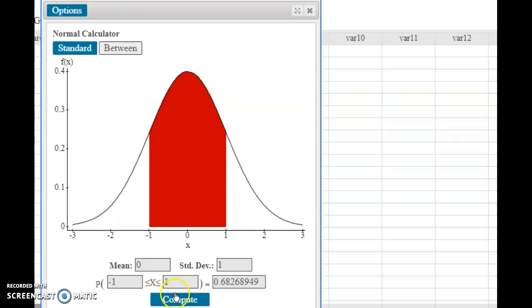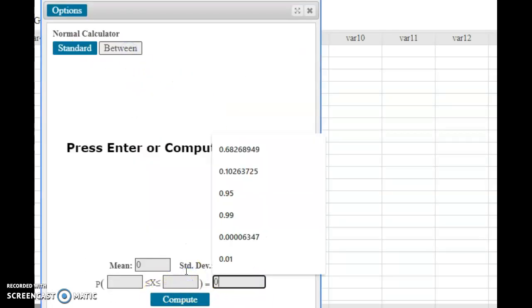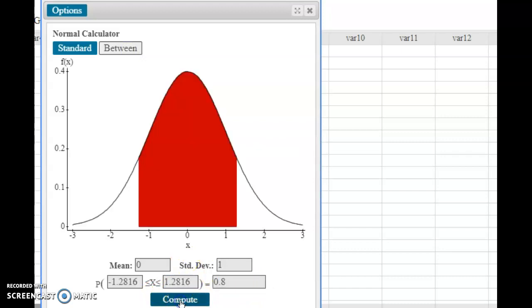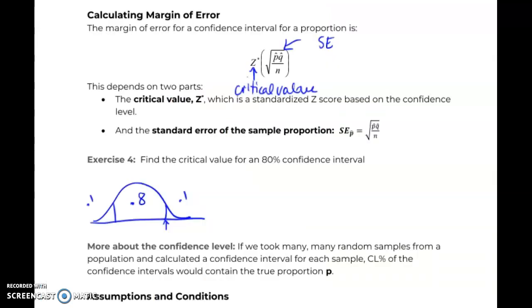So we'll look at the between curve. We're going to change it to 80% in the middle. This gives us the two z-scores, negative 1.28 and positive 1.28. For the critical value in this calculation, we're going to use the positive value of 1.28. So our critical value for an 80% confidence level is 1.28. And this is how you would do it every time.